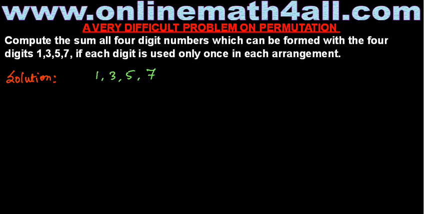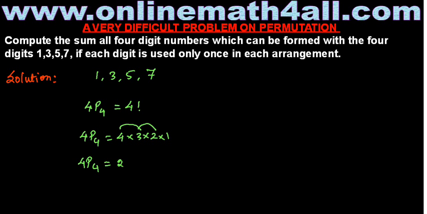For this we have to apply the concept of permutation, that is 4P4. So 4P4 is equal to 4 factorial, which is 4 times 3 times 2 times 1. 4 times 3 is 12, 12 times 2 is 24. So we get 24 4-digit numbers with the digits 1, 3, 5, 7.